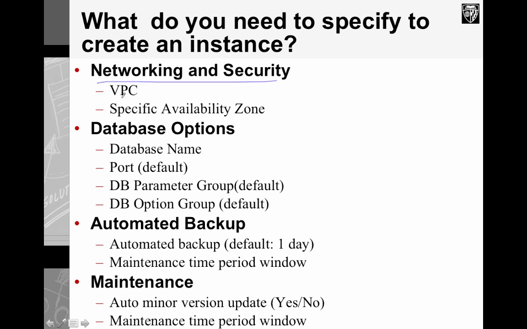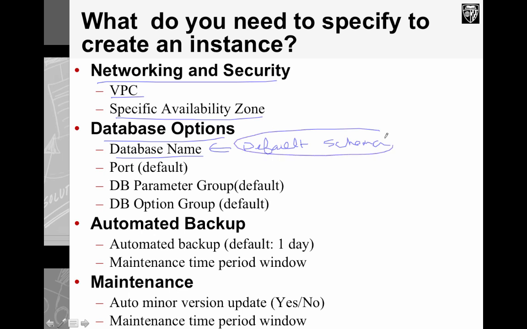Networking and security, you can decide to go with VPC if you want. You can also decide to go with a specific availability zone. In terms of database options, you can give the database a name, which is the default schema. Remember, your database server can have many schemas, and this is going to be the default schema name.